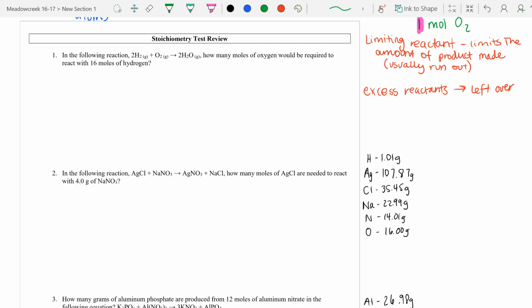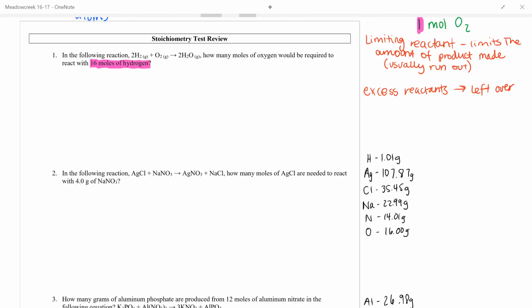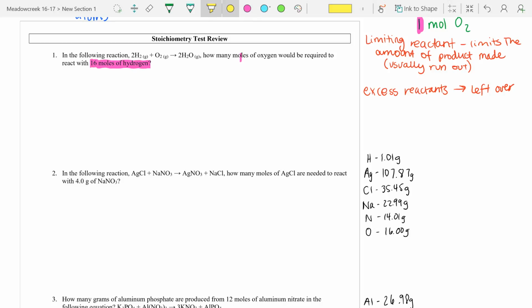Okay, so in number 1, it says, in the following reaction, and then they give us our equation, how many moles of oxygen would be required to react with 16 moles of hydrogen? Now, the key thing here is they give us two important pieces of information. They tell us what's given, right? They give us 16 moles of hydrogen, and they tell us that they want to find moles of oxygen. That's what they're looking for.